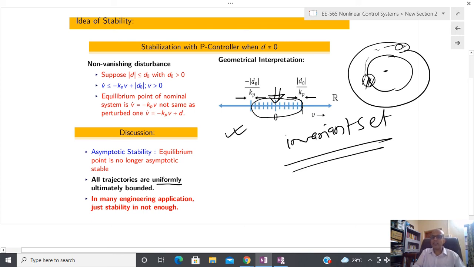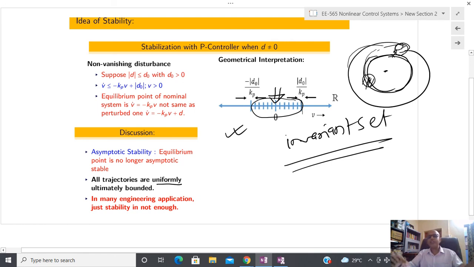Asymptotic stability means after some time I can return back to the original orbit if I deviated from our original orbit by some small magnitude. But if the system is just stable, whatever design you have made that is just stable, then I cannot come back to this original orbit. I am going to stay nearby, which is this kind of uniformly ultimately bounded.